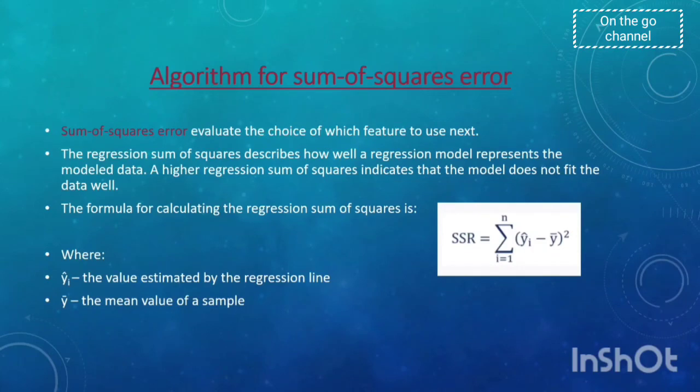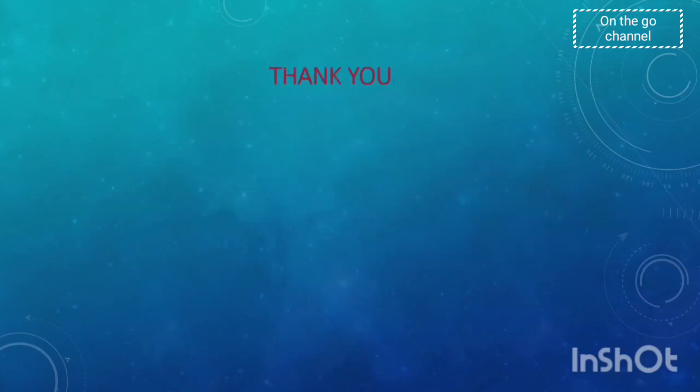So how do we calculate the sum of squares? It is SSR equals the summation i equal to 1 to n of (y_i minus y mean) the whole squared. So this is the formula for calculating the regression. By using this, we calculate the sum of square errors and select the node which has the least sum of square errors. That is, the value with the least sum of square errors is the best for creating a decision tree.